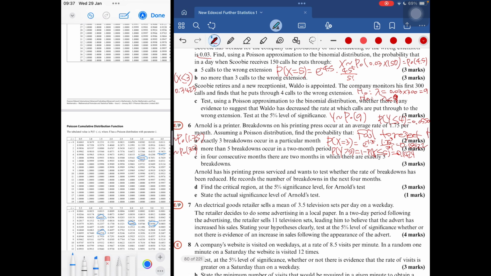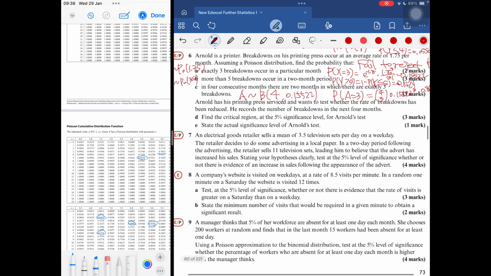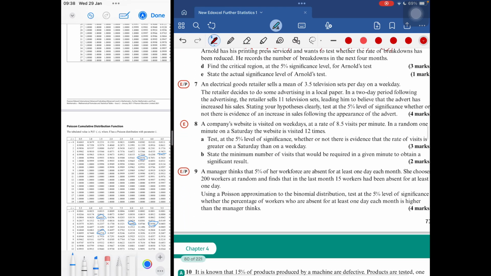So here A is following binomial. We have 4 and 0.15522 success probability, and exactly 3 breakdowns. A equals 3. So 4 choose 3, 0.15522 to the power of 3 times 1 minus 0.15522, which is 0.84478, to the power of 1. You can calculate it.